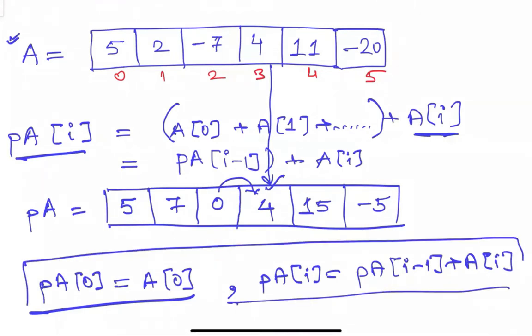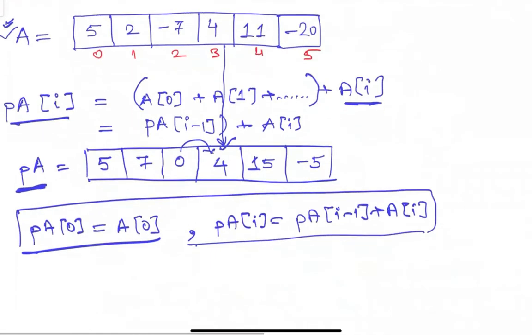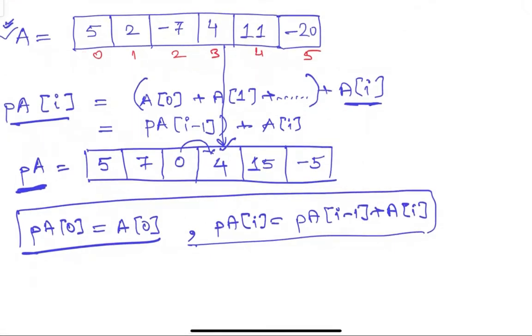And if I give you array A and ask you to compute another array PA, what will be the time complexity in which you can fill the PA array? From array A, if you have to build another array PA, what will be the time complexity of doing so? Big O of n, or n minus 1.